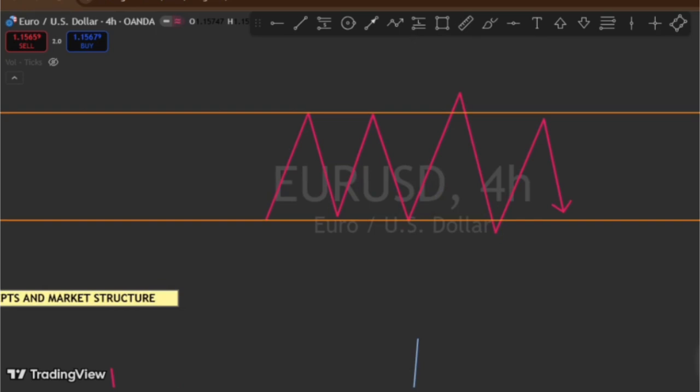A liquidity sweep occurs when the market is reversing after a bullish trend.